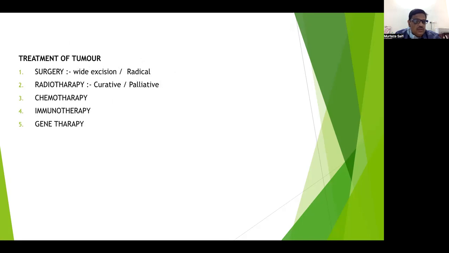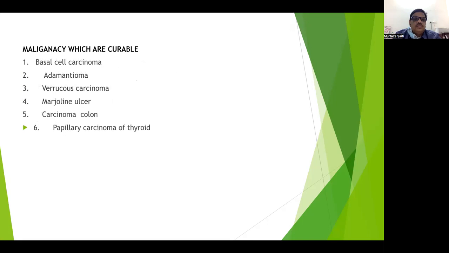Treatment of tumor: first is surgery, wide excision or radical excision. Second, radiotherapy, it is curative or palliative. Third, chemotherapy, fourth, immunotherapy, and fifth is gene therapy. These are all treatments of tumor. Now come to the malignancies which are curable, like basal cell carcinoma, adenocarcinoma versus verrucous carcinoma, marginal ulcer, carcinoma colon, and papillary carcinoma of thyroid. These are malignancies which are curable.